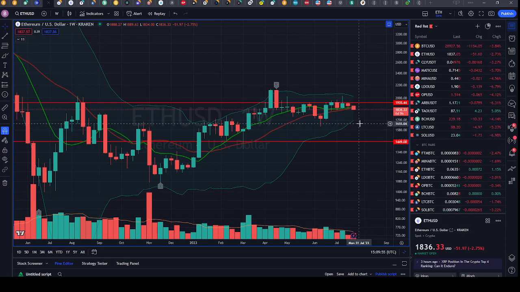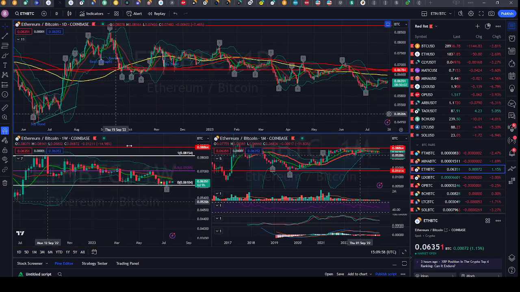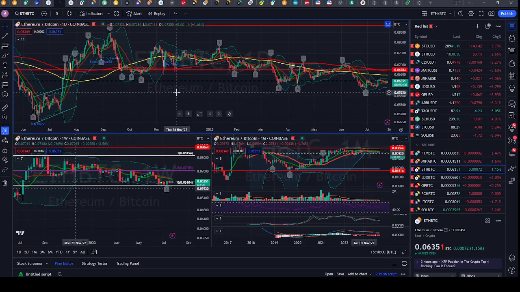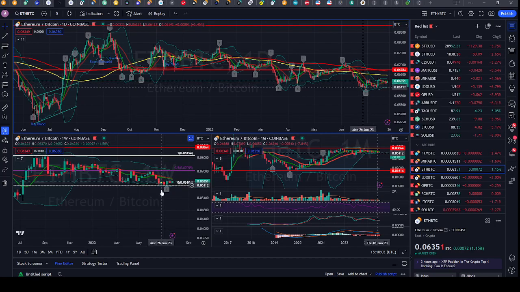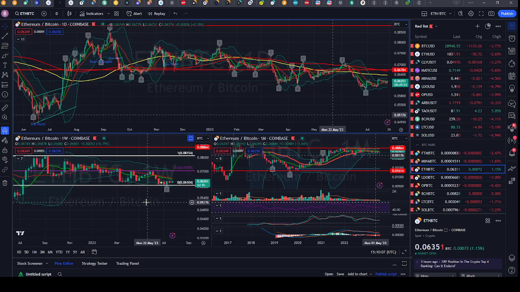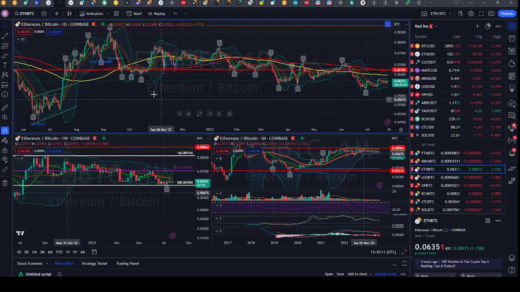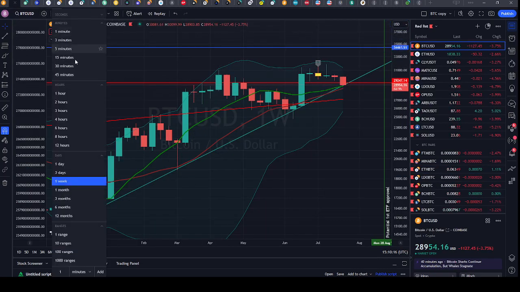So, kind of to be expected. If we go back to the Bitcoin ETH chart, it's still hovering along the bottom of this channel on the weekly time frame. So ETH just doesn't have the same strength right now in general. But let's look at Bitcoin on the daily here.